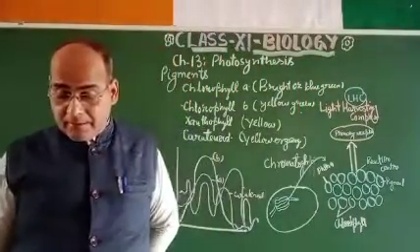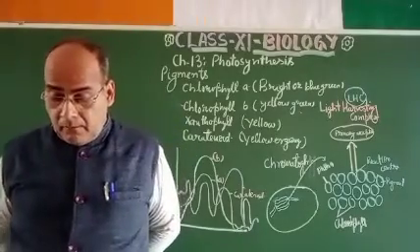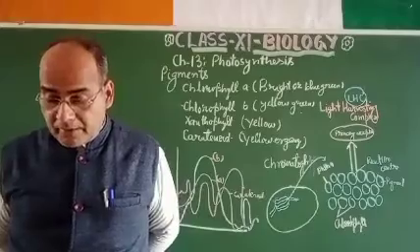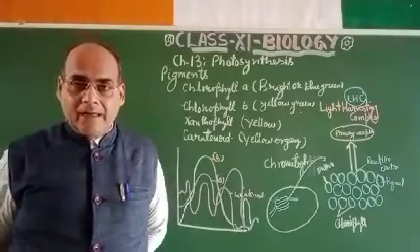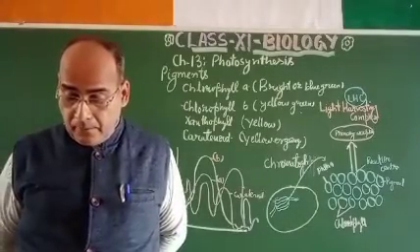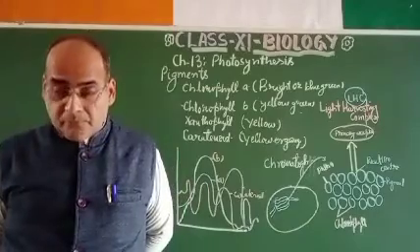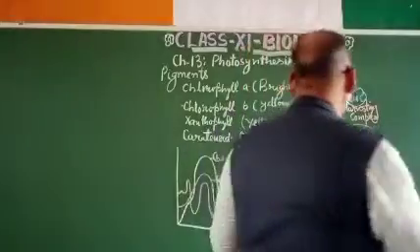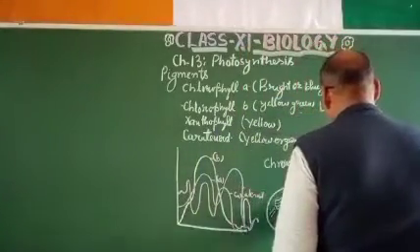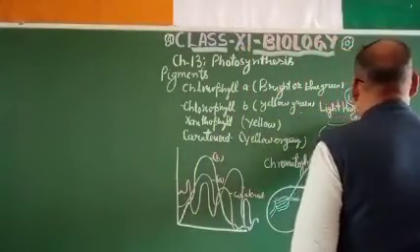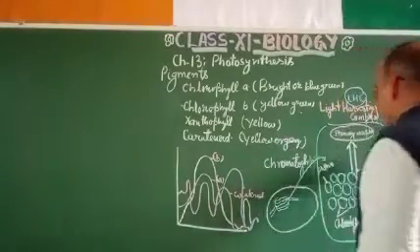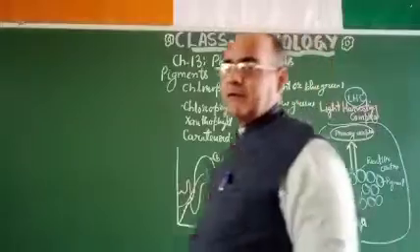My dear students, in this, the several photochemical reactions are there. In light reaction, what is happening? This system is called antenna. This complete system is called antenna for the photosynthesis.